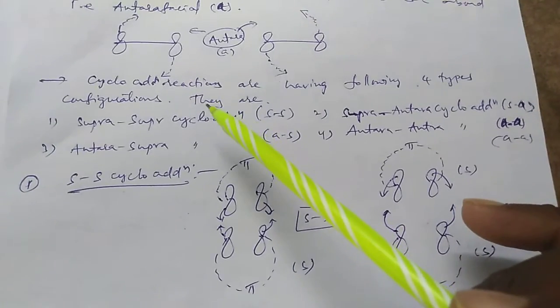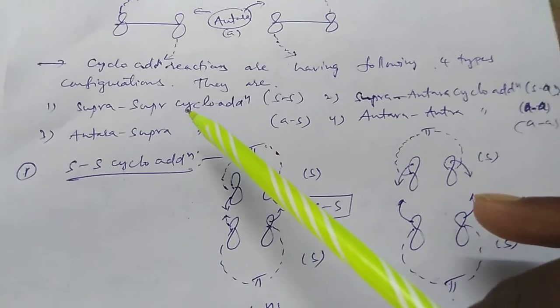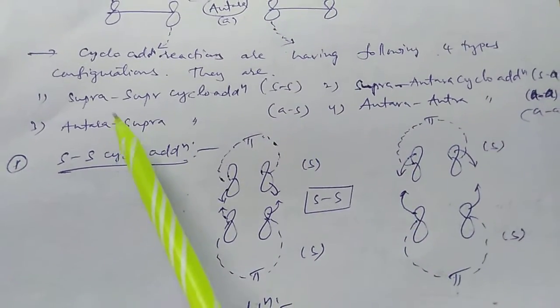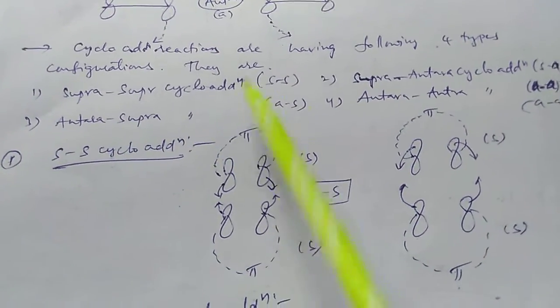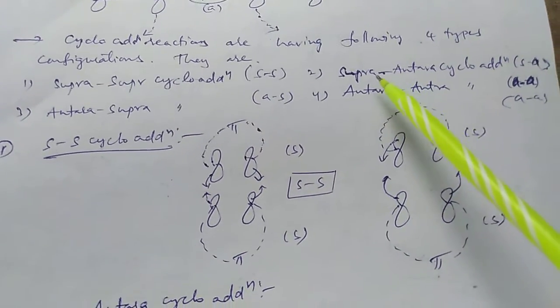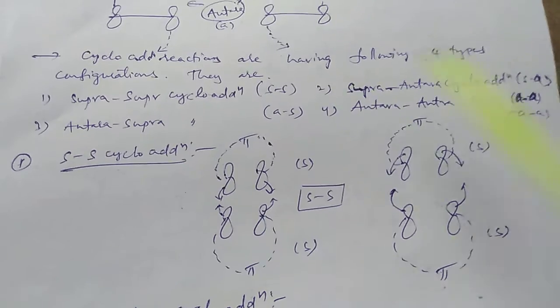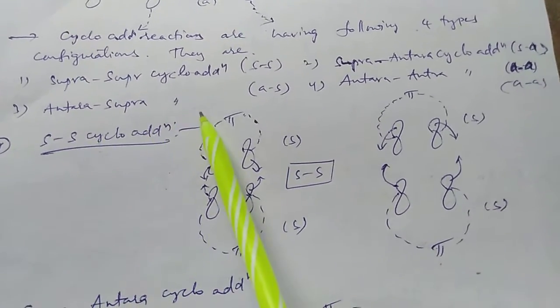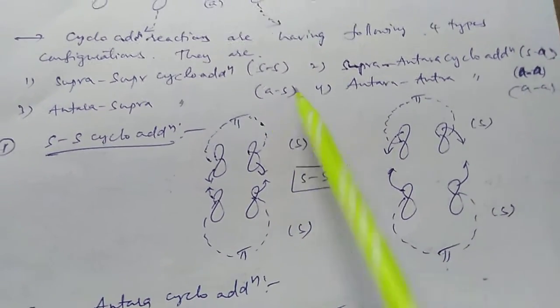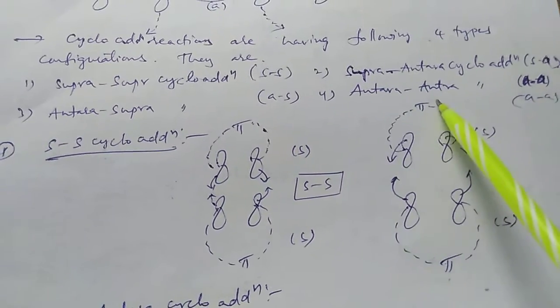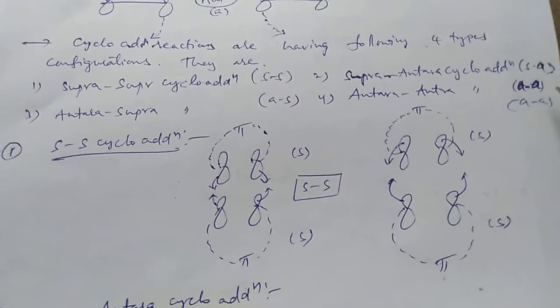Cycloaddition reactions have the following four types of configurations. They are supra-supra cycloaddition, denoted by SS. The second one is supra-antara cycloaddition, denoted by SA. The third one is antara-supra cycloaddition, represented by AS. And the fourth one is antara-antara cycloaddition, represented by AA.